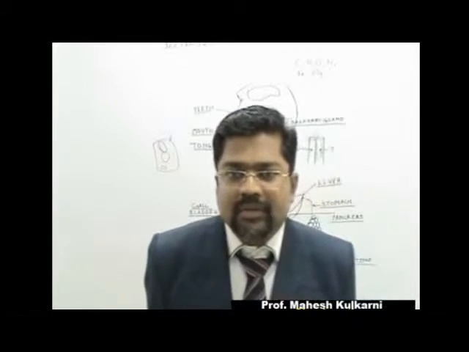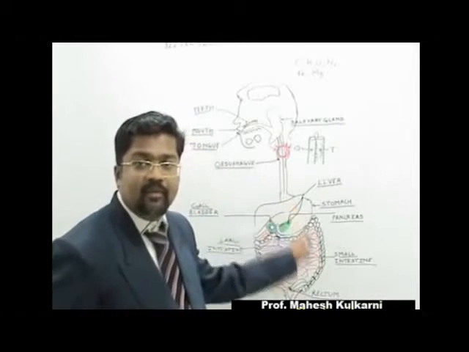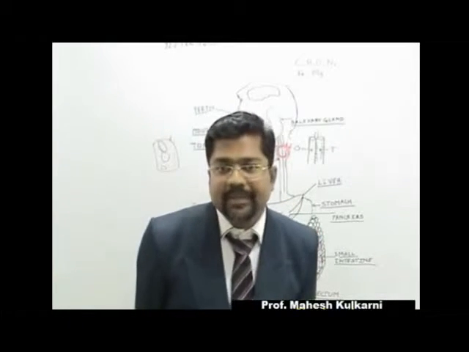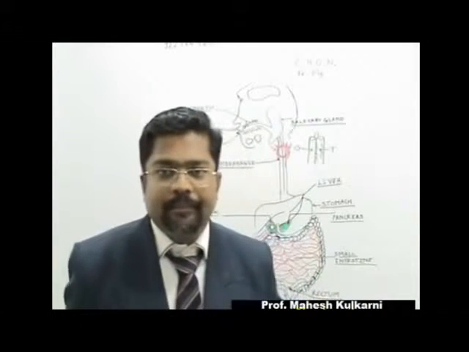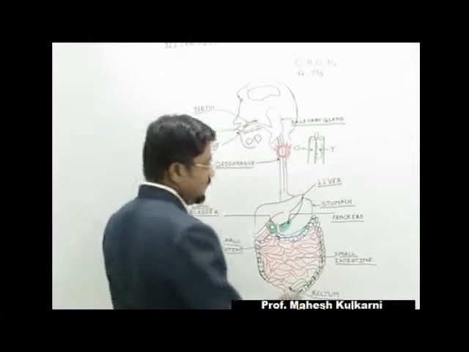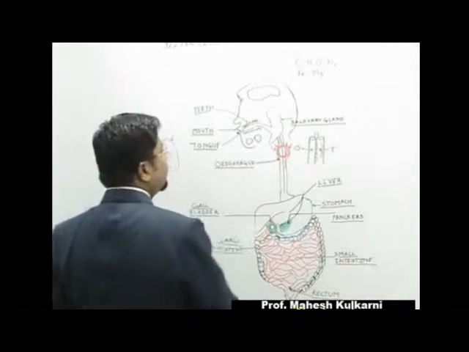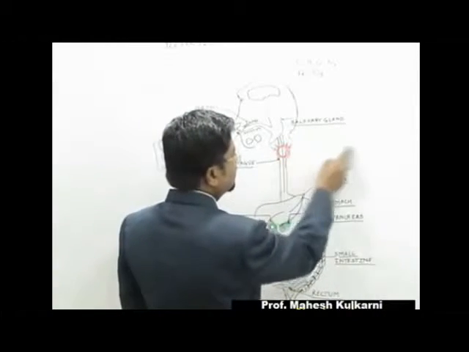Now, after passing out, it enters the stomach. As we have discussed, this is guarded by a wall called the sphincter. Now, here it enters the stomach. This has a J shape. So here I am showing a detailed diagram.